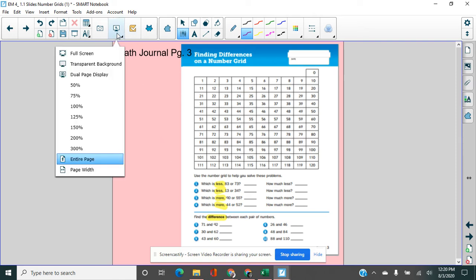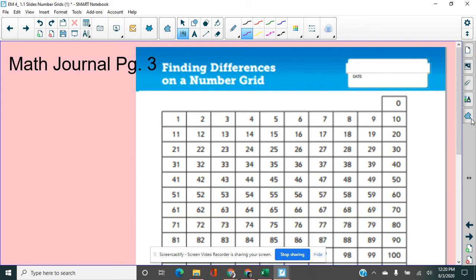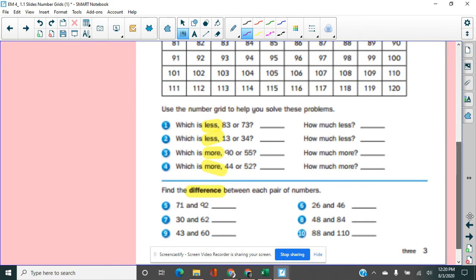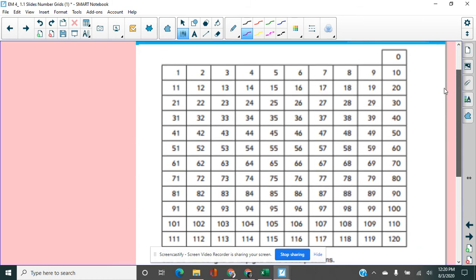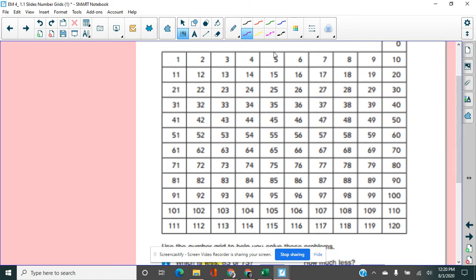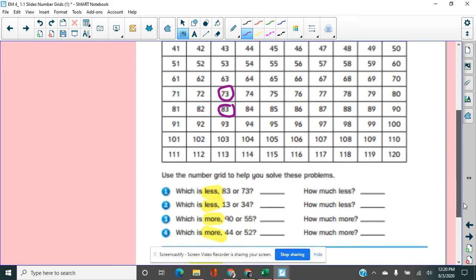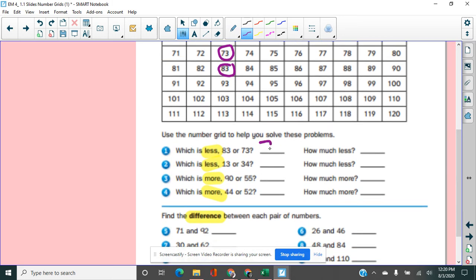Now, I'm going to make this a little bit bigger so that we can all see just a little bit better. All right. So, number 1 says, which is less, 83 or 73? Right? So I know that the numbers get smaller as they go to the top and they get larger as they go down. So here's 83 and 73. So which of those is smaller? Well, 73 is smaller because it's further towards the top and towards the left. Okay? So 73 is the smallest. So I'm going to write that right here.